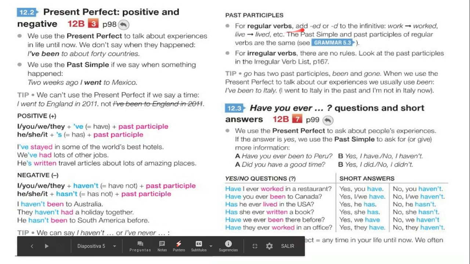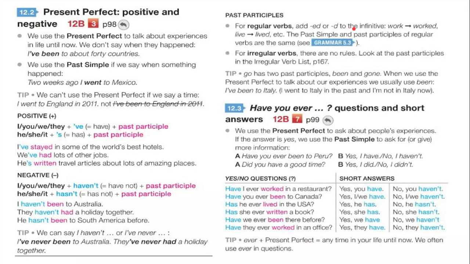And remember, for regular verbs, we add the ed or d to the infinitive. For example, work with ed, worked. Live, we add the d, lived, for the past simple. And for past participles, the regular verbs are all the same. Okay, so past simple is the same as past participle.